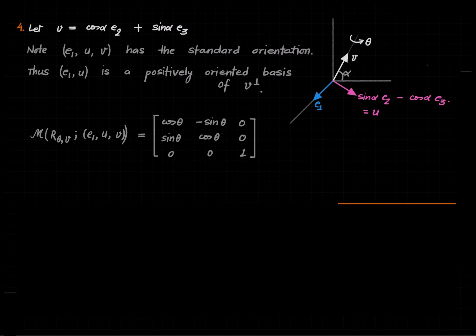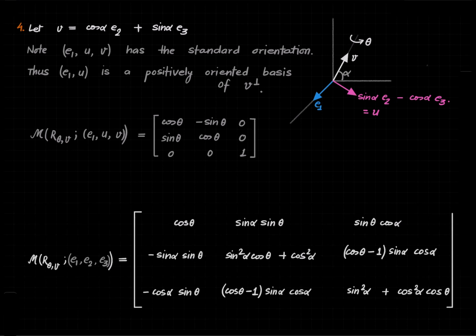And now you know the matrix of this particular linear map with respect to this basis, whose description you explicitly know. You explicitly know what is E1, U, and V in terms of the standard basis. V is written this way in the standard basis, and U is written this way in the standard basis. So you can find out the matrix of this guy with respect to the standard basis by playing some linear algebra. And if you do that, which is again an exercise, you get this particular matrix.